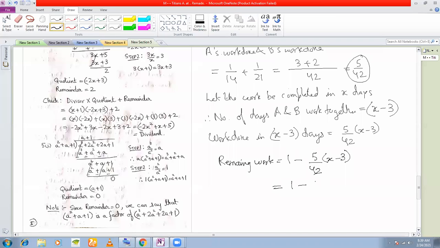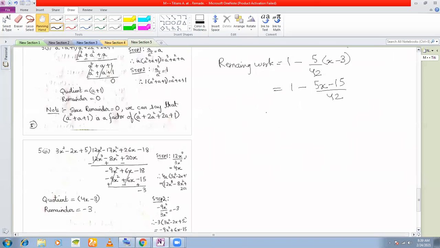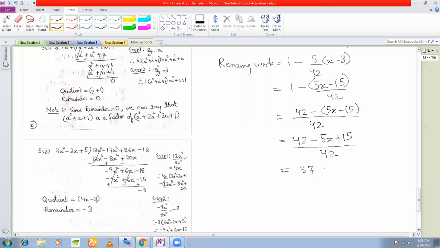So let's simplify this. 1 minus (5x minus 15) by 42. Now you can take the LCM. 42 minus, this should be in brackets here, (5x minus 15). So you get 42 minus 5x plus 15 divided by 42. So this is 57 minus 5x by 42. This is the remaining work.